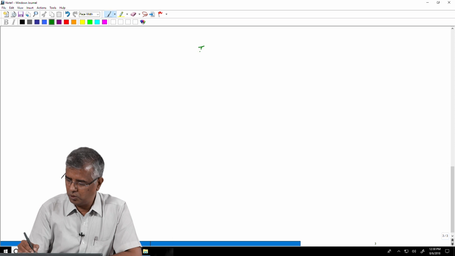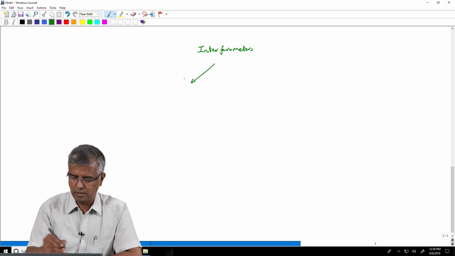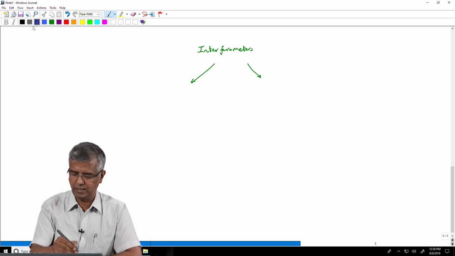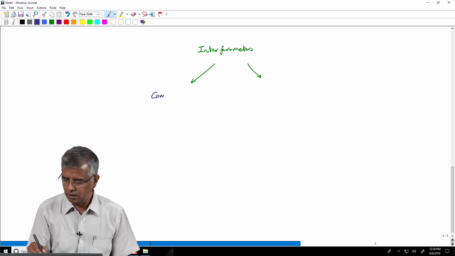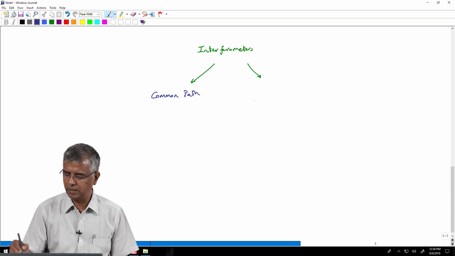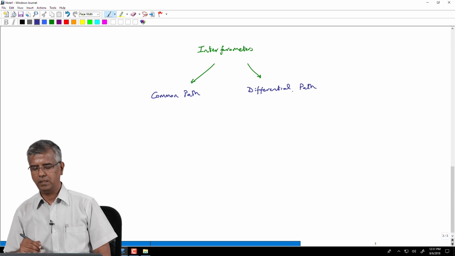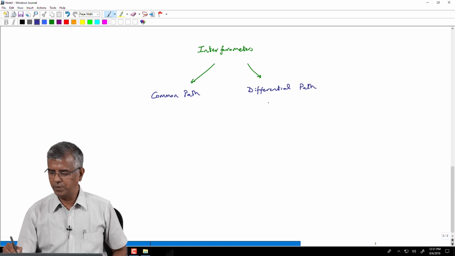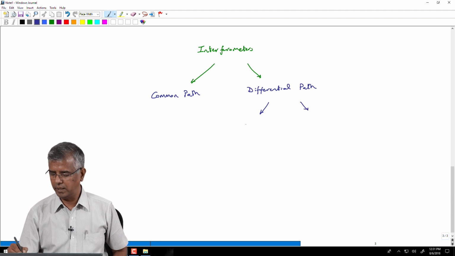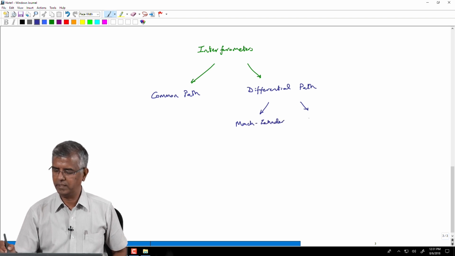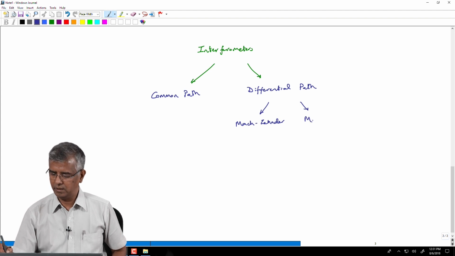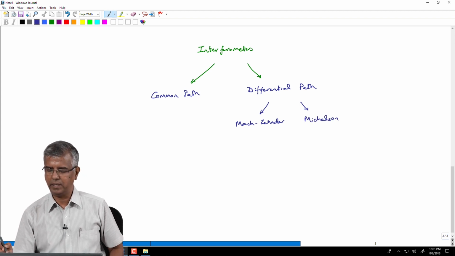So when we talk about interferometers, there are basically two classes of interferometers. One is called a common path interferometer, and another is called a differential path interferometer. Okay, so common examples for differential path interferometers are one configuration which is called a Mach-Zehnder interferometer, another configuration which is called a Michelson interferometer.